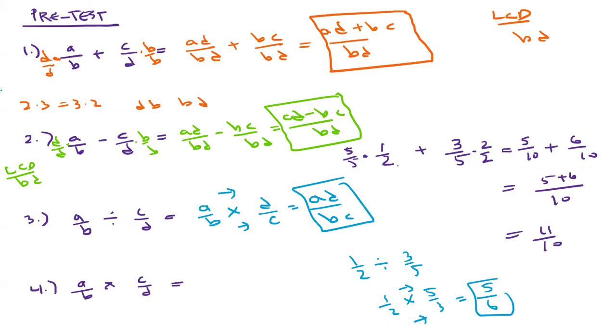And then the last one is simple, right? Same thing. We don't have to do anything special. We just multiply directly across. So we have AC over BD. Any questions on these four?